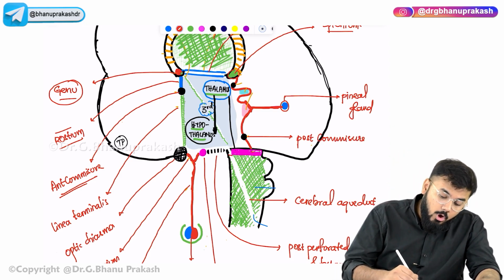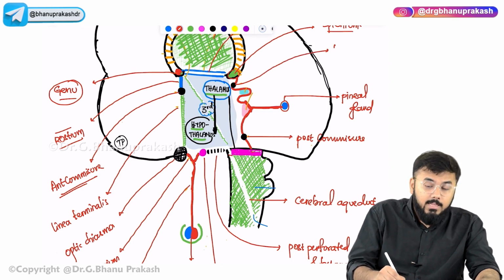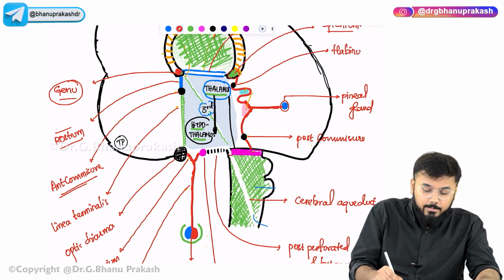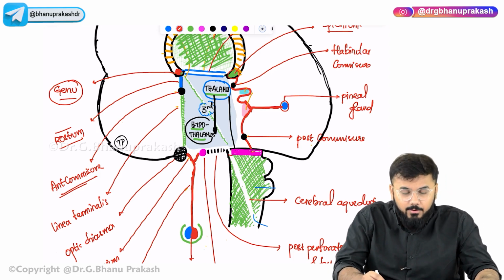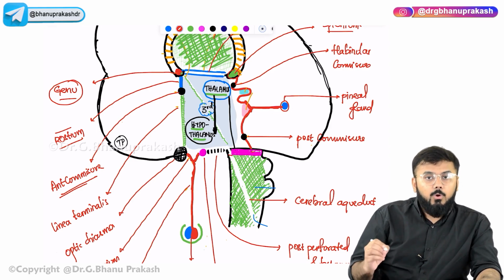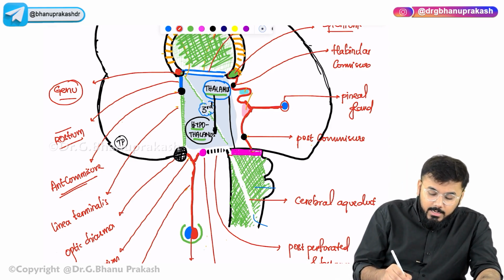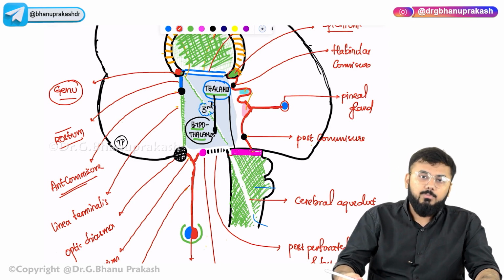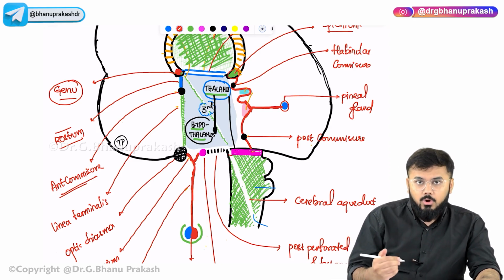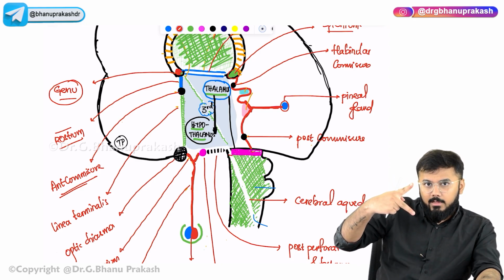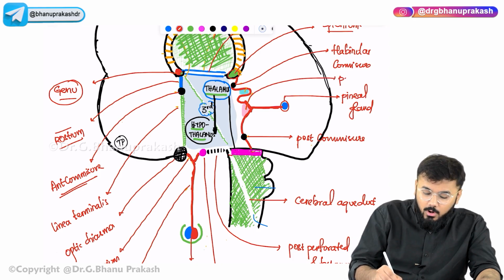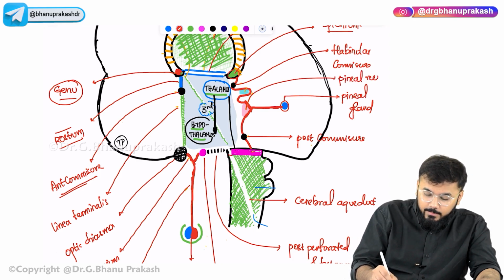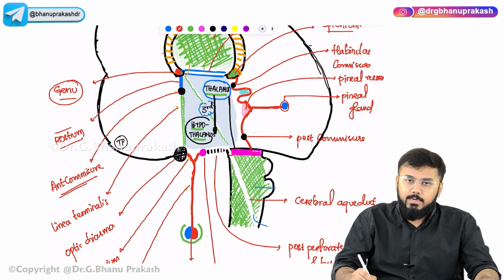Next, on the top also you have another commissure. This is called the habenular commissure. One is the posterior commissure and the other is the habenular commissure. Now, the pineal gland has a stalk. This is called the pineal stalk, and it divides into two here, right? In between both of them, you have a small recess. This is called the pineal recess.